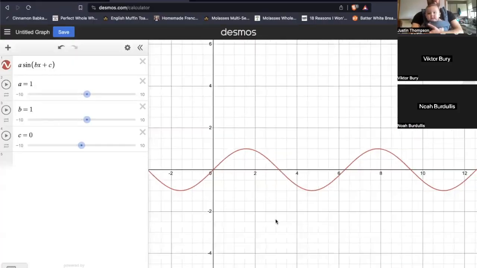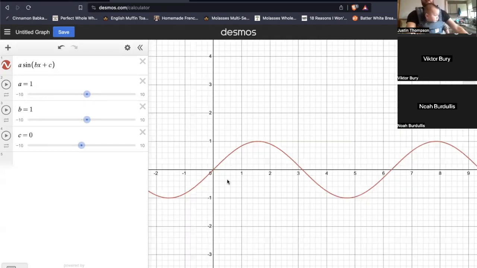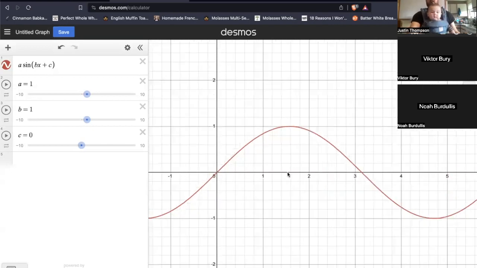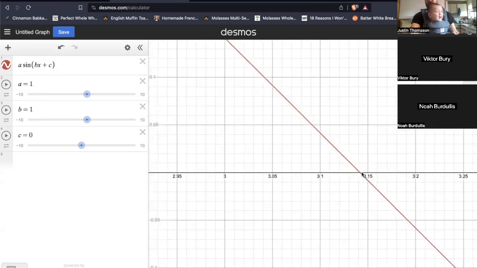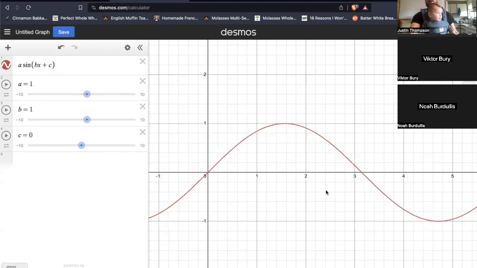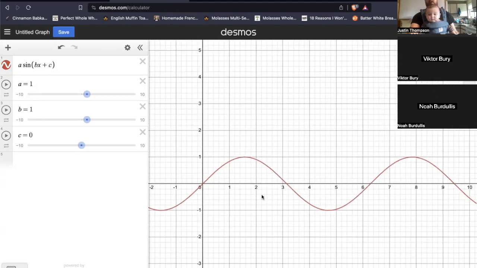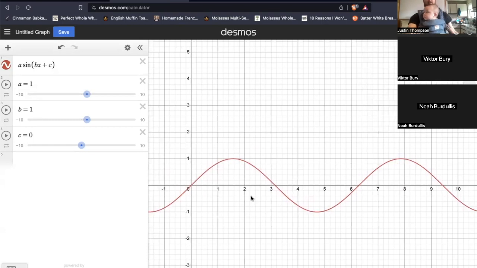This is just plain old sine right now, because we have it set up with a times sine. So a is going to be the amplitude, a times sine of bx plus c. As of right now, a is 1, b is 1, and c is 0. So this is just plain old sine x. As you can see, it starts here at 0, and at pi over 2, it reaches a maximum. Down here at pi, 3.1415 and so on, we come back down to 0, and so on and so forth.